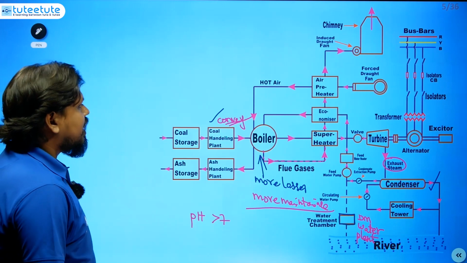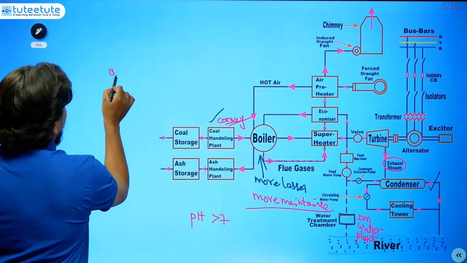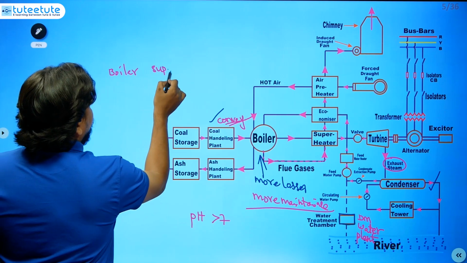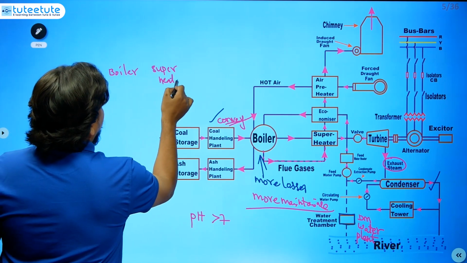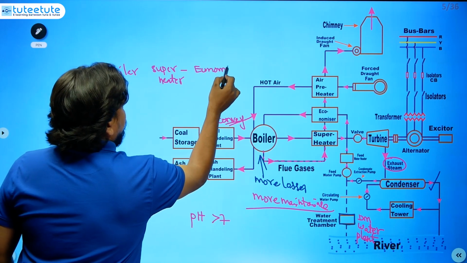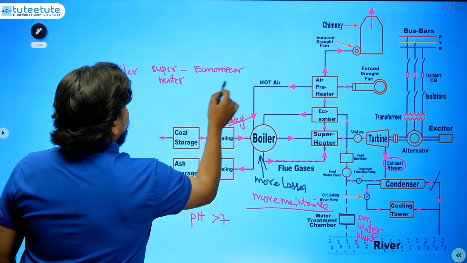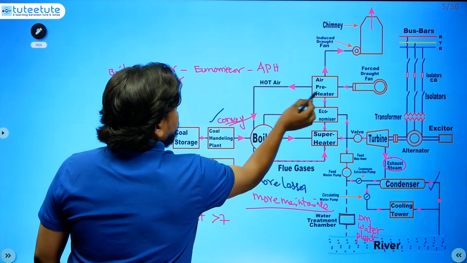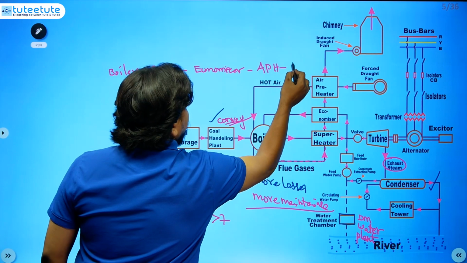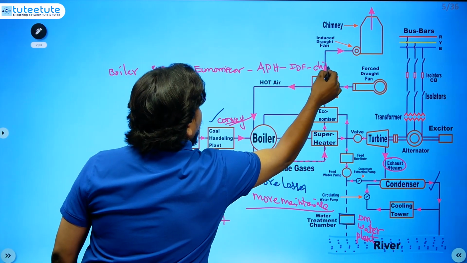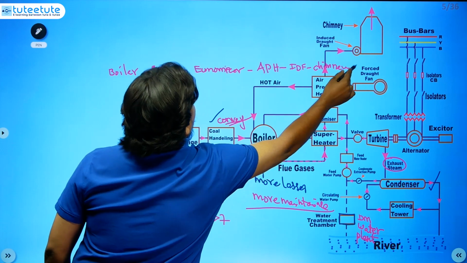So we have to remember all these things. First is the boiler, next the superheater, next the economizer, next the air preheater, next the induced draught fan, and next the chimney. So this is the order.